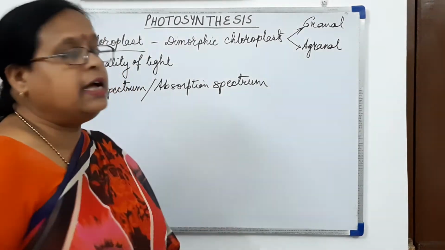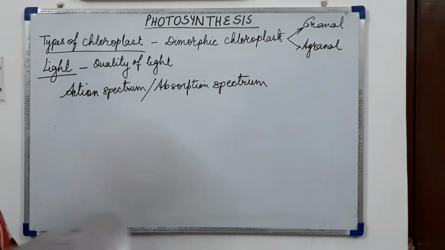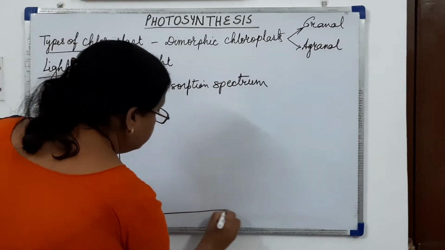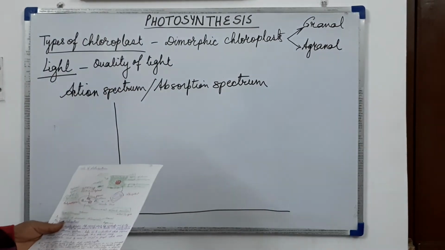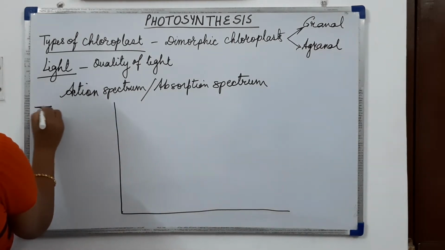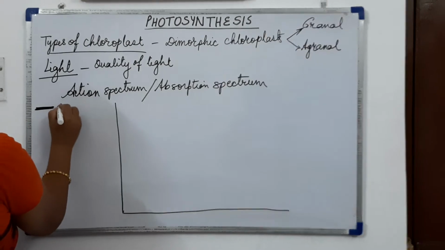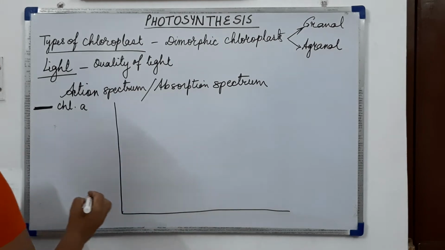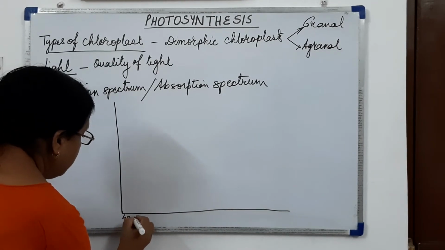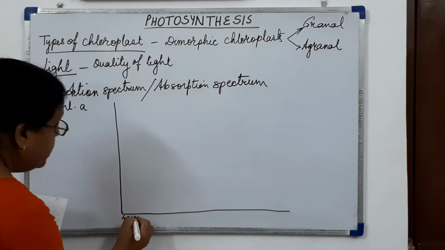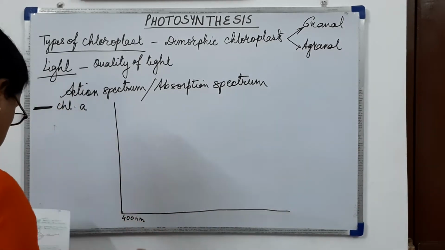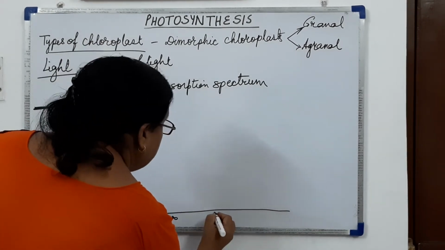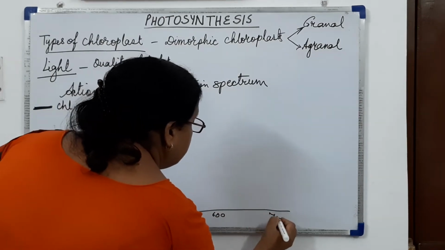So now I am going to draw the graph here. Suppose this is the graph I am going to draw here, and suppose this black color I am showing is the chlorophyll A, and here this is the wavelength I am writing: 400 nanometer, then 500, then 600, and 700.